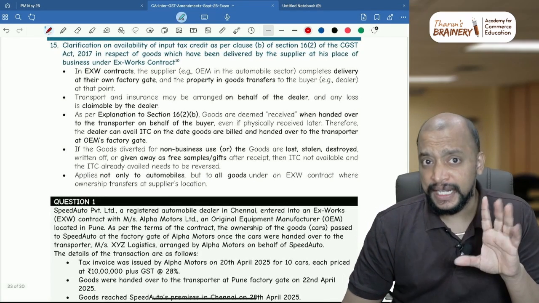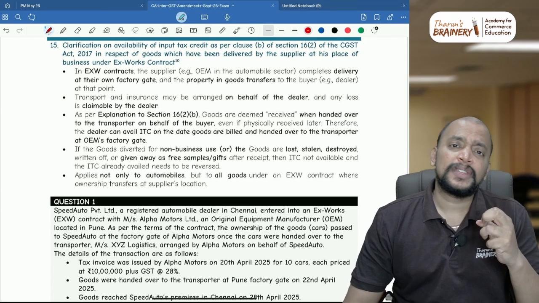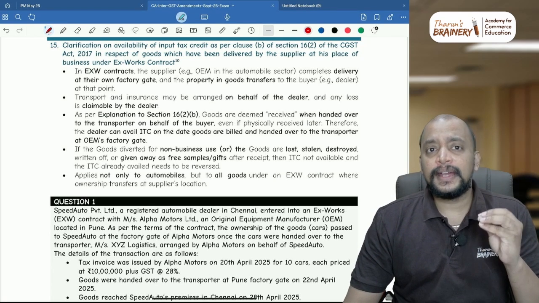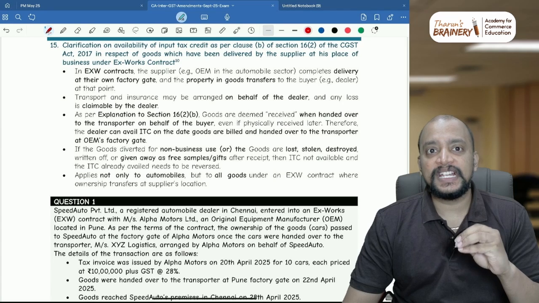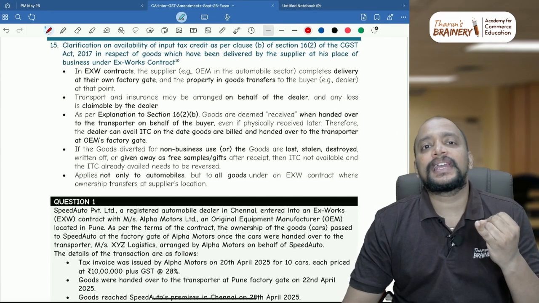There is only one amendment in input tax credit. So, what is it about? Let me give you the background. Generally, there are some conditions for availment of ITC as per section 16. Total 8 conditions we have. Only a registered person can avail ITC.